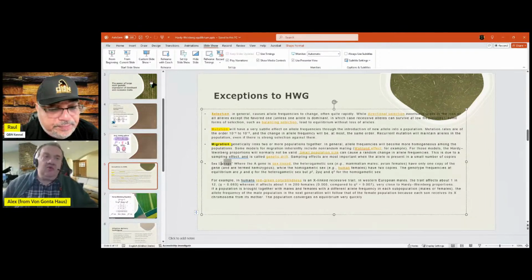So that's, again, the equation assumes that doesn't happen, which is not true. It does happen. Sex linkage. Again, the equation assumes there's no sex-linked traits. Again, not true, because there are sex-linked traits. Now, in mammals, the male determines the sex of the child. In birds, the female determines that.